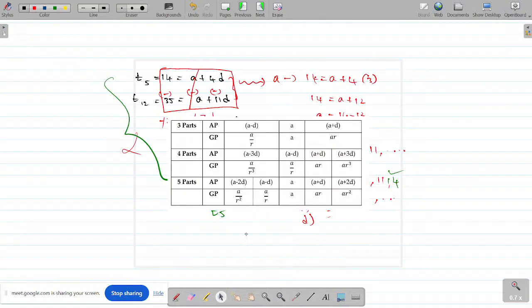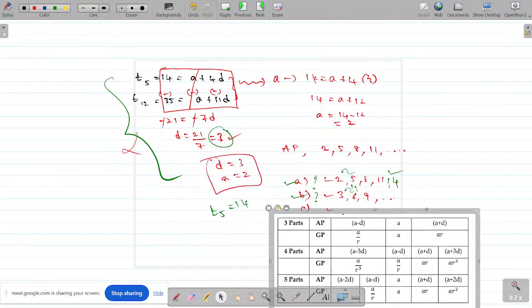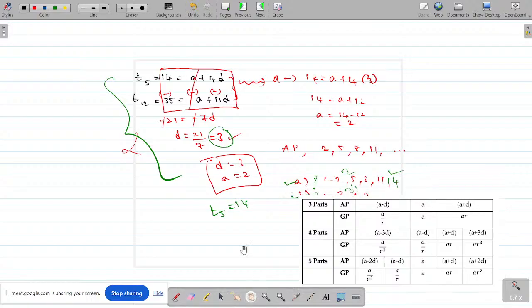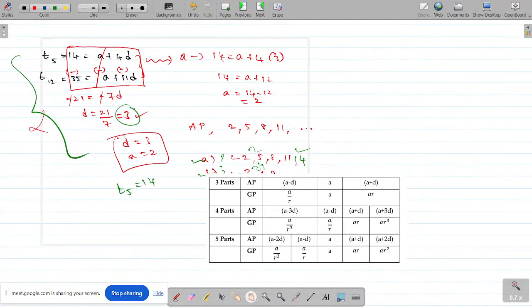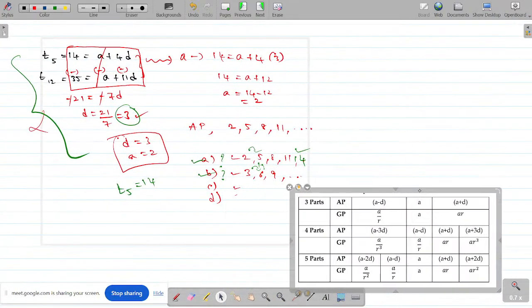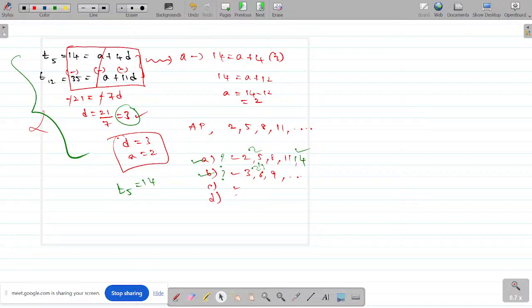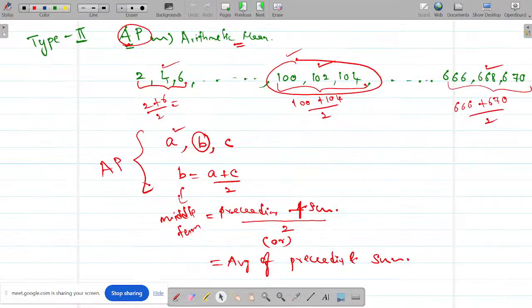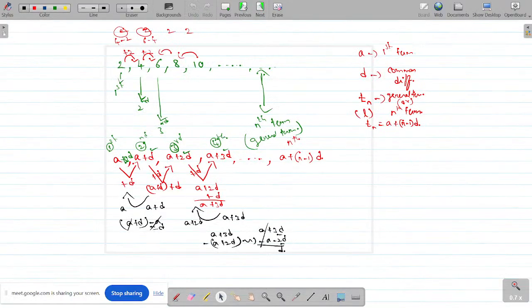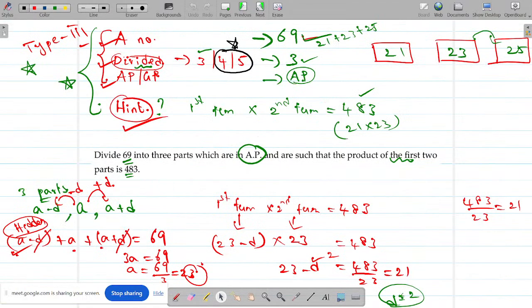One second. For AP alone, we'll find out. Okay. So not this page. Yeah, this page.